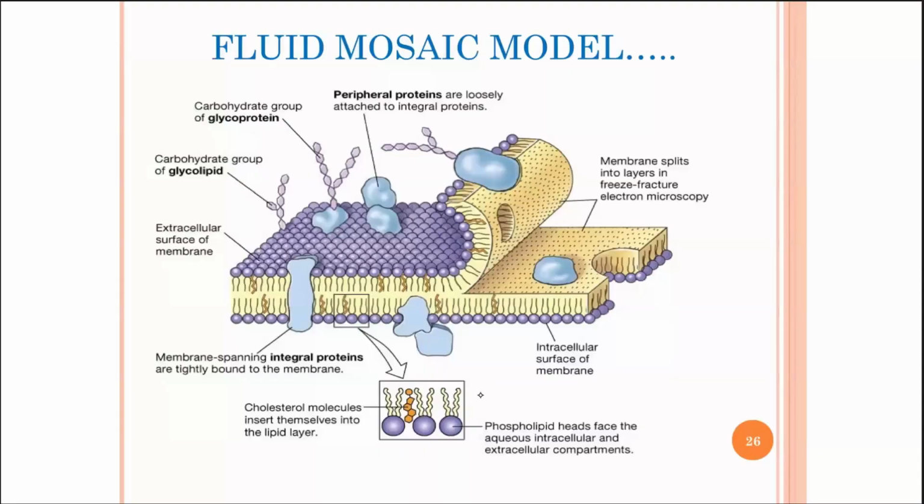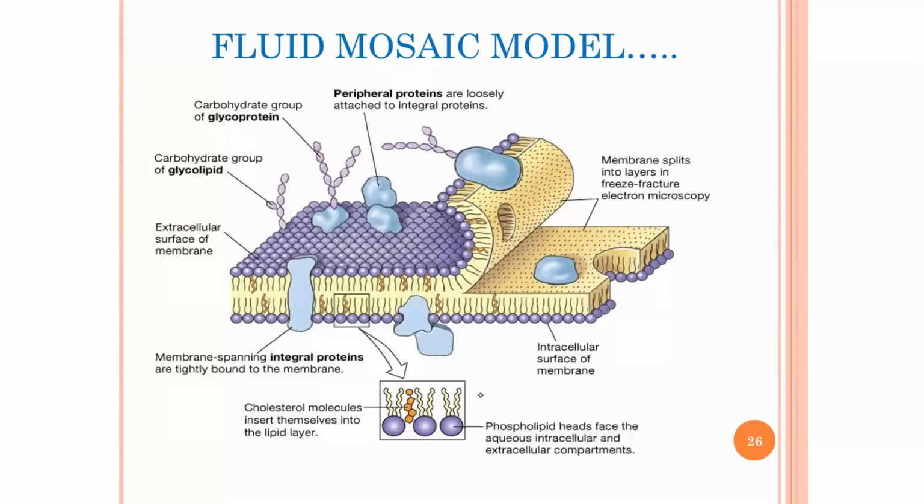And then the next thing is still under this fluid mosaic model. Under this model, look at how the glycoproteins, glycolipids, and so on, all of them, the membrane splits into layers in freeze fracture in the electron microscope. So this is what the electron microscope shows. So ladies and gentlemen, I think this is just what you need to understand about the cell membrane. So try to get all the concepts of these models and what they do.